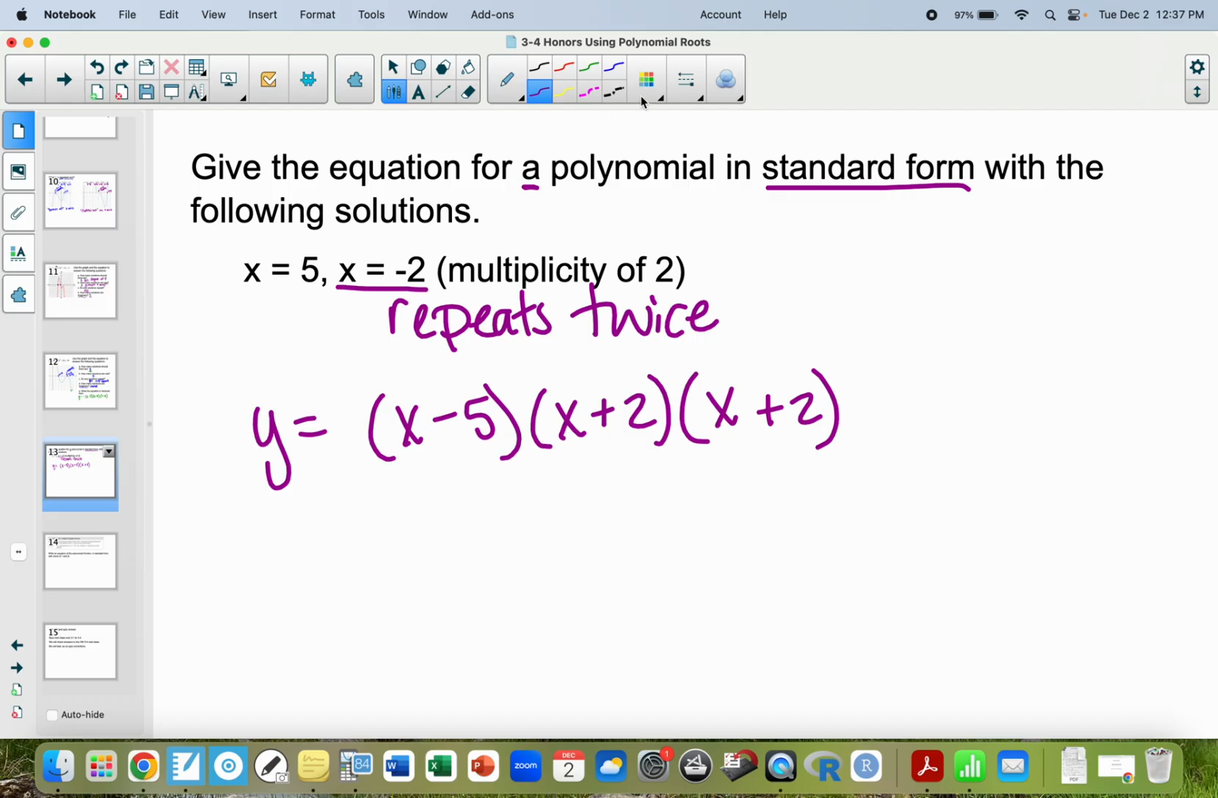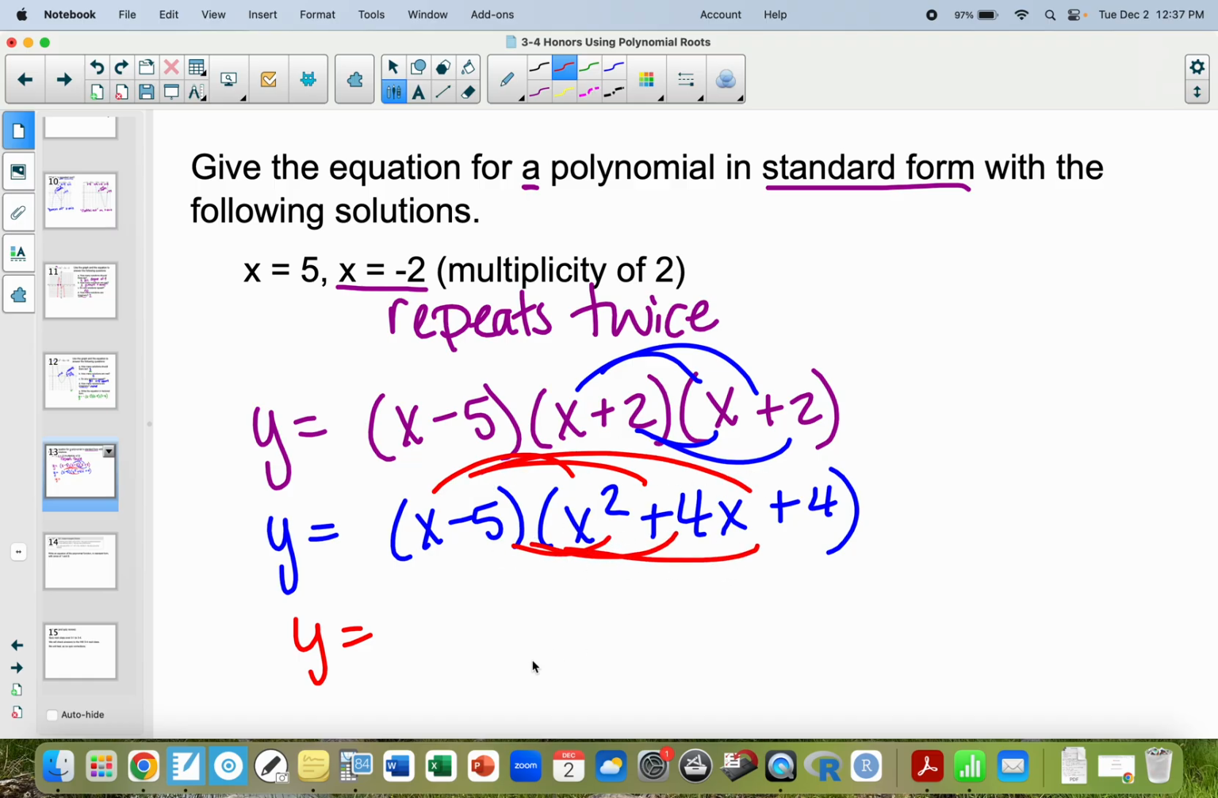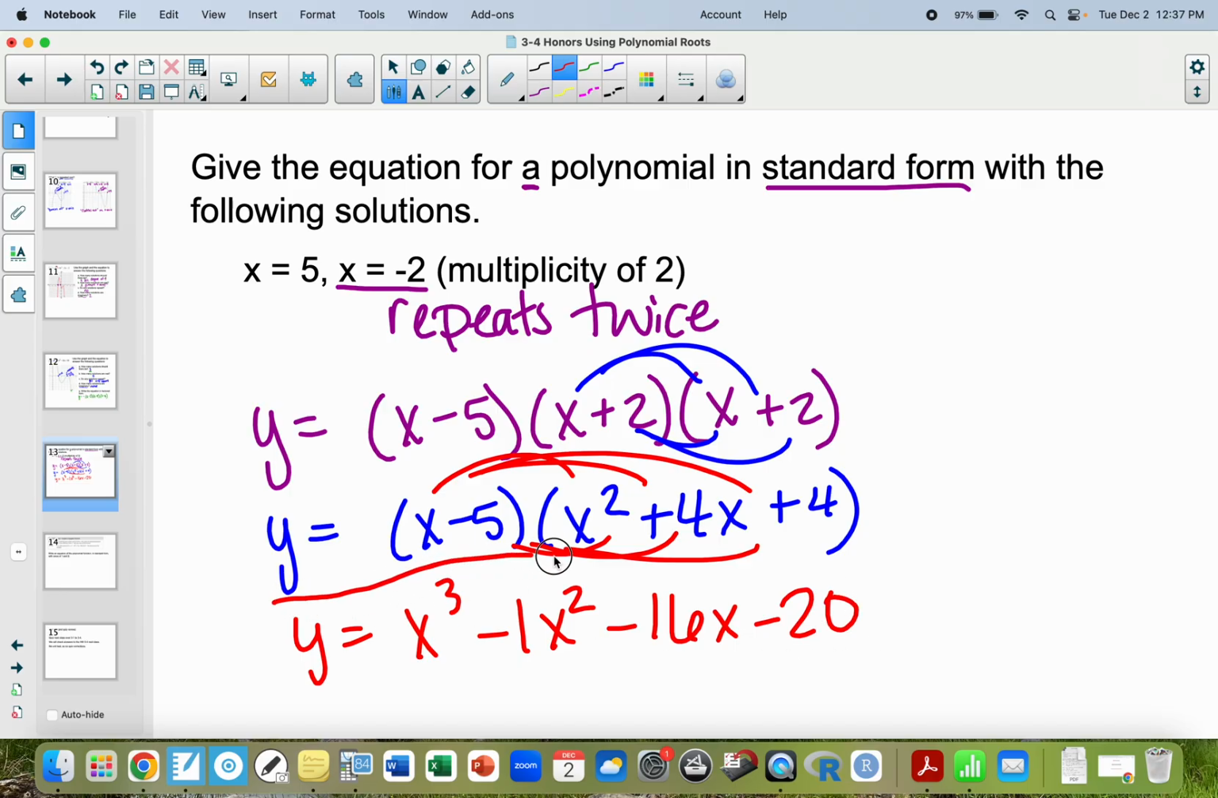And I'm going to skip a little bit of steps, for simplicity, to shorten this video a little bit. But I went ahead and double distributed this first, and you would get x squared plus 4x plus 4. And I just did these two first because multiplying x plus 2 times x plus 2 is pretty easy. But you could have multiplied these first two. Then I'm going to distribute this out and combine like terms. And after I did that, I got x to the third minus 1x squared minus 16x minus 20. Okay, and then this is my polynomial in standard form. Make sure you do have y equals because it wants an equation.